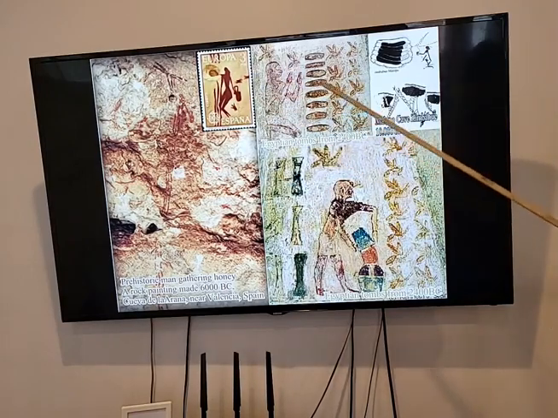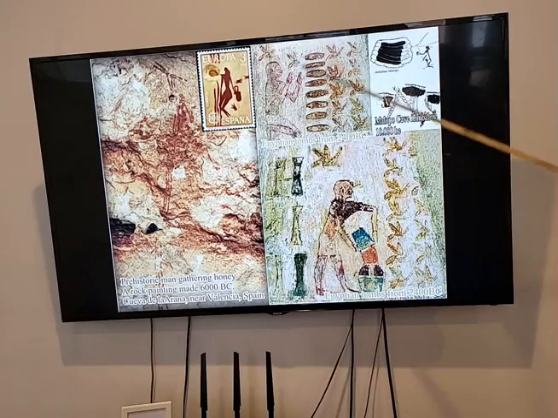So this is the same thing from Egypt. This is from Egypt too. People gathering honeybees. Yes. Okay, let's go to the next.